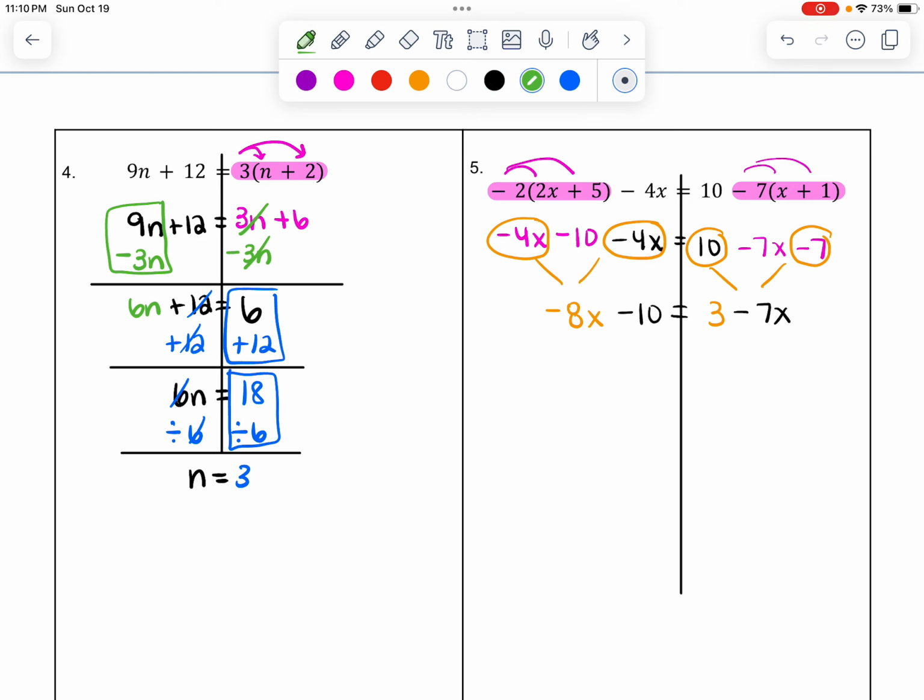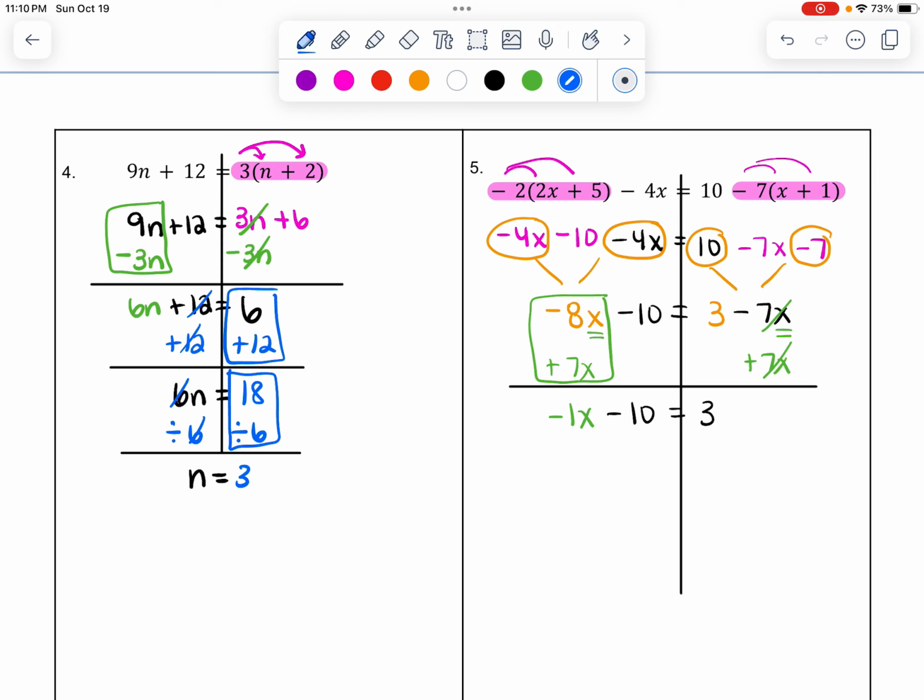Now I can see there are x's on both sides of my equation. So I'm going to get them together by adding 7x on both sides to undo the minus. Now, negative 8x plus 7x is negative 1x. And then I just copy down the minus 10. On the other side, the 7x's cancel, so I just get 3.